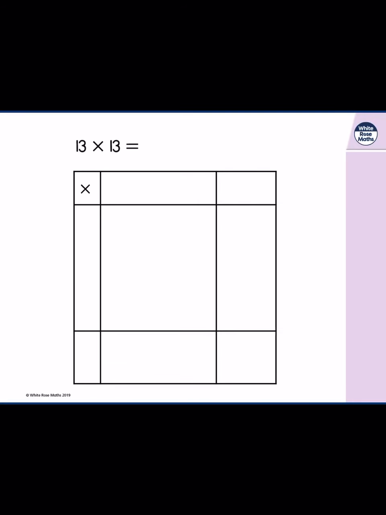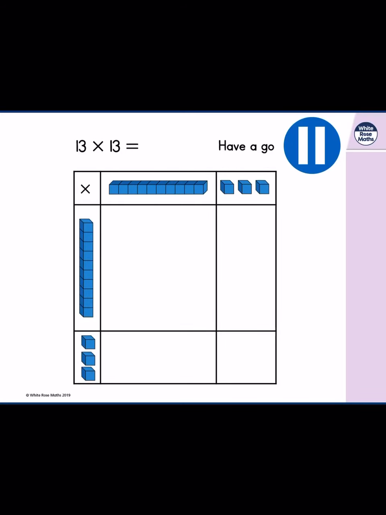Okay, time for you to have a go at one. 13 times 13. How could I split up my area model to help me here? Don't worry if you haven't got base 10. If you need to, you could draw sticks and dots to represent 10s and 1s. Pause the video, have a go for yourself. How do you get on? Let's set up our area model. Here's our 10 and 3 and 10 and 3, our 13.